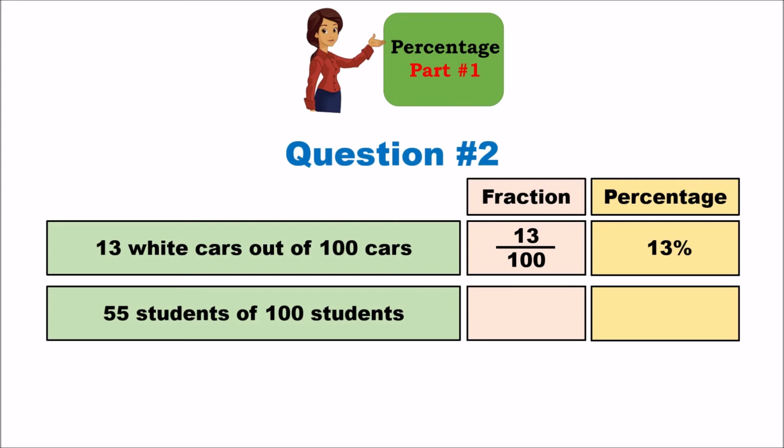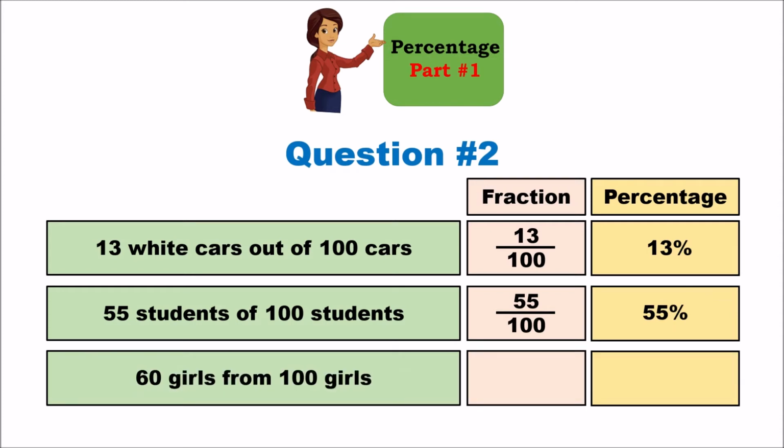55 students out of 100 would mean we're talking about 55 divided by 100. That's in terms of fraction. In terms of percentage, it would be 55%. 60 girls from 100 girls would be 60 upon 100 in terms of fraction. In terms of percentage, it would be 60%.